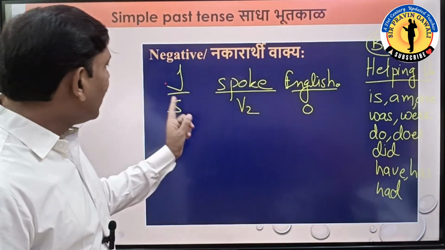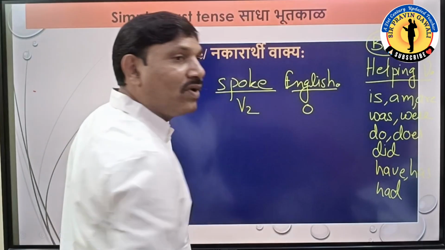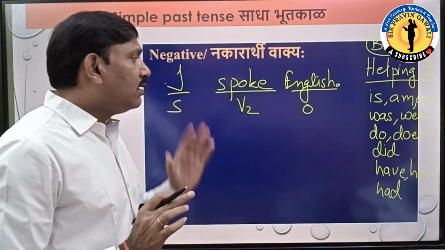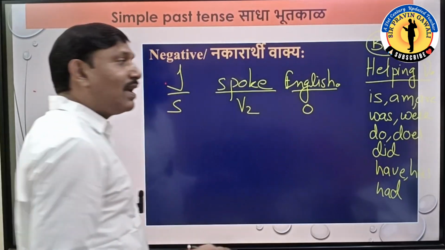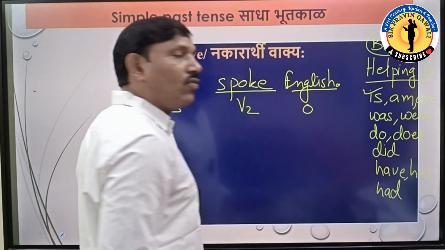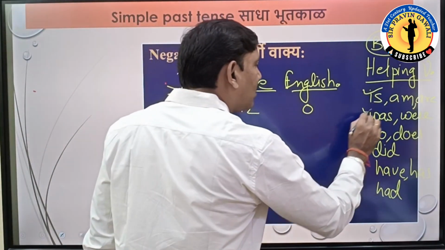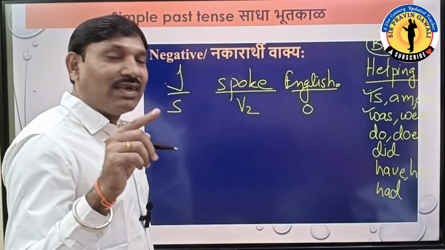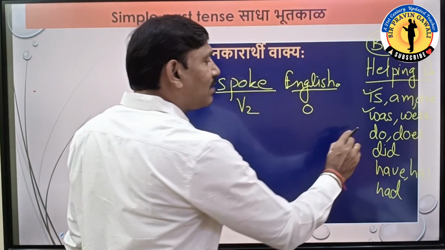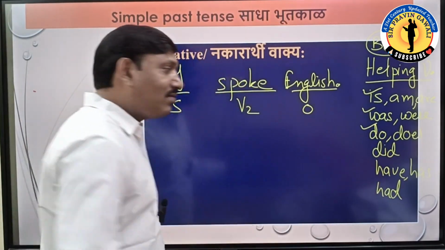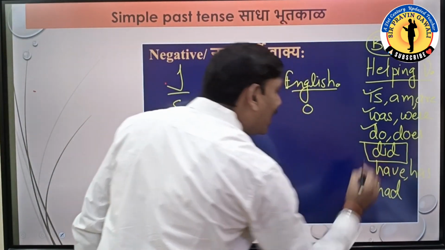Okay students, in this sentence do we see any of these helping verbs? No, we do not see. Then what do we do to make it negative? See students, if present tense is there, am, is, are can be used to make negative. In past continuous tense, am, is, are, was, were can be used. Otherwise in present tense, do, does can be used. In past tense, did can be used to make negative.